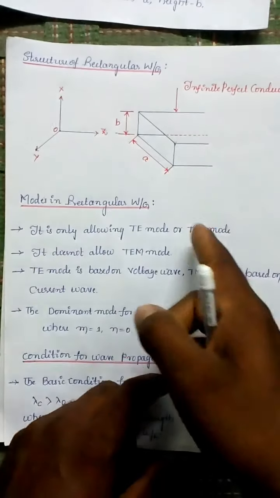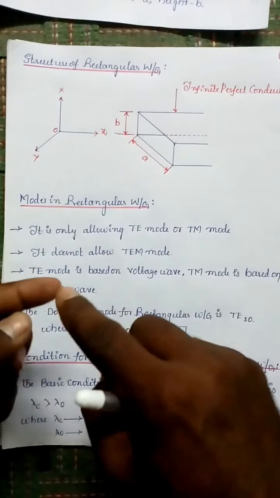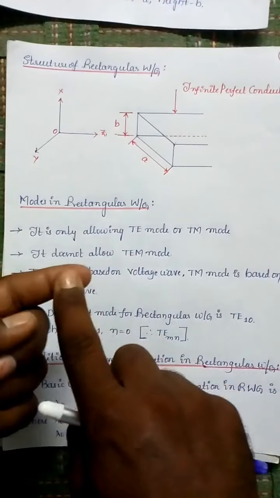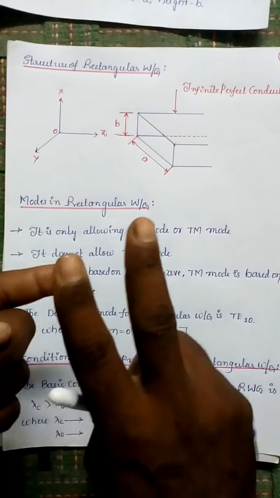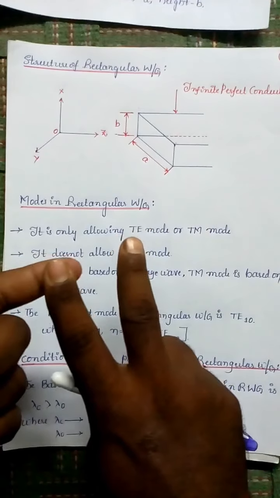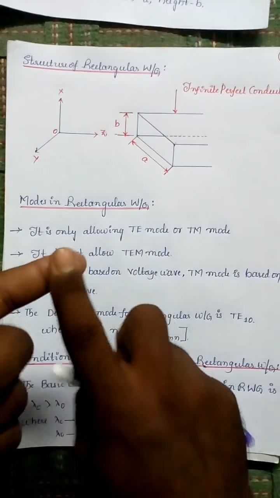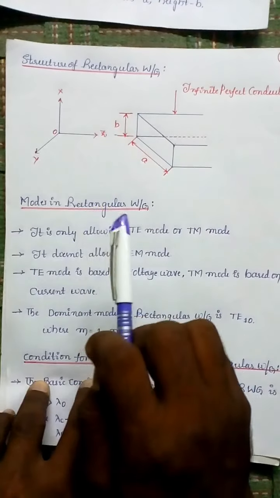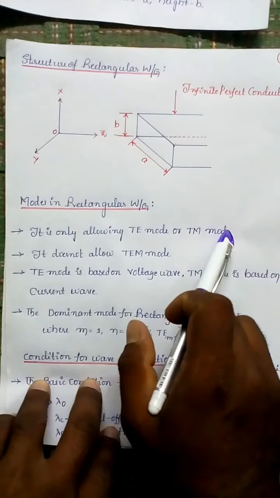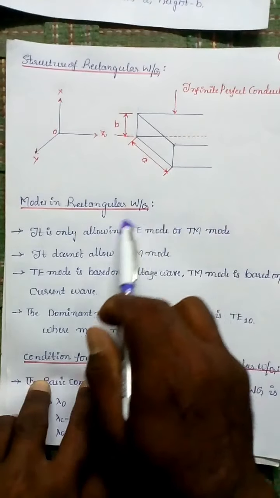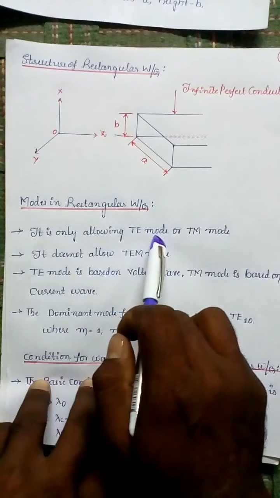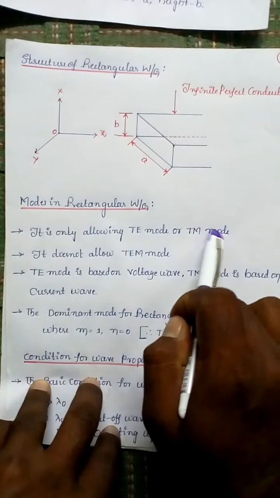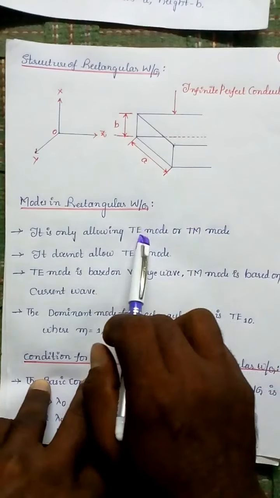The second outline is the modes. What modes are used in this rectangular waveguide? I already discussed what types of modes are used. Only two modes are used, TM mode or TE mode. It only allows TE mode or TM mode. TE mode is also known as transverse electric mode, and TM mode is also known as transverse magnetic mode. These are the shortcut names of transverse electric and transverse magnetic.